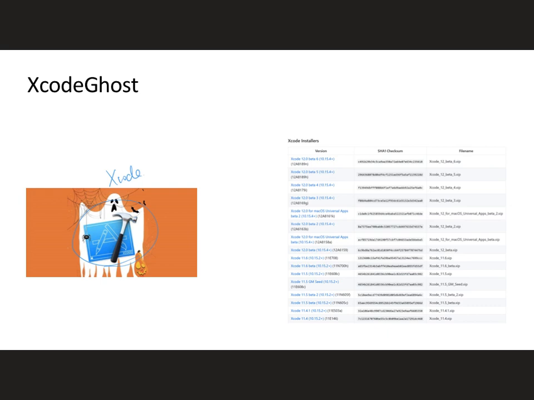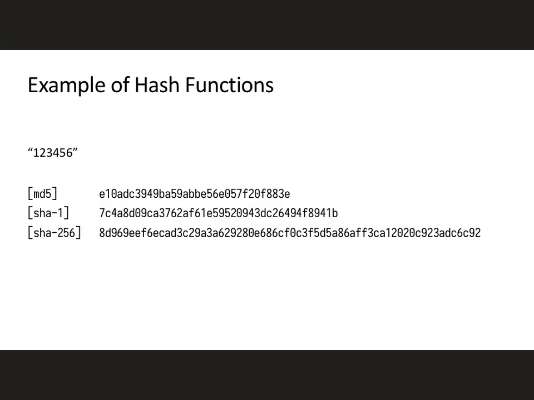On the right figure, it is a GitHub repository that provides the SHA-1 checksum that you can use to verify whether the downloaded Xcode is legitimate or tampered. It is the same for other files. Once they provide the checksum, you had better do the verification for security reasons. There are many different hash functions, such as MD5, SHA-1, and SHA-256, which is one of the SHA-2 family.